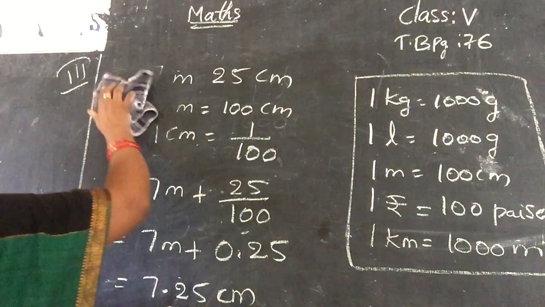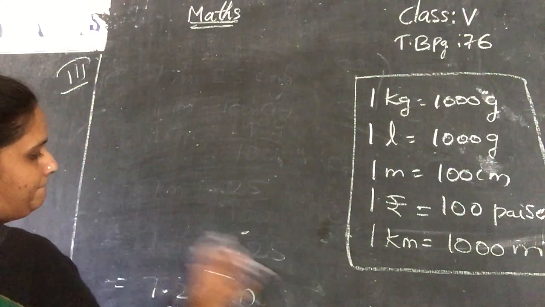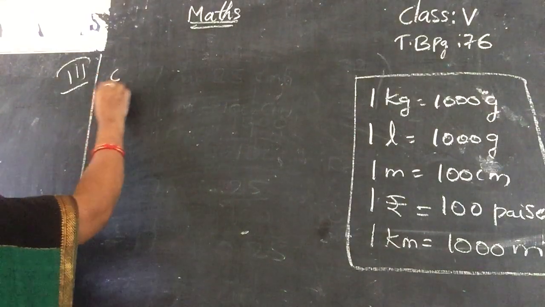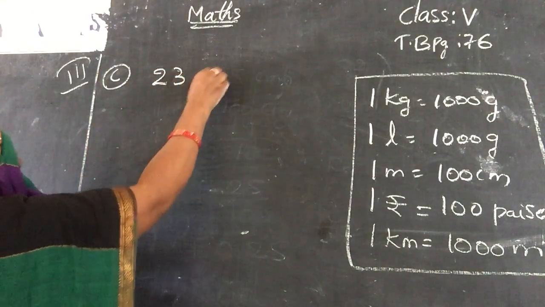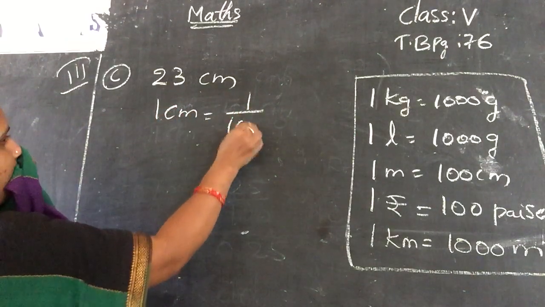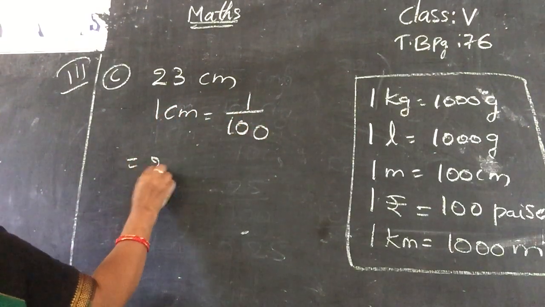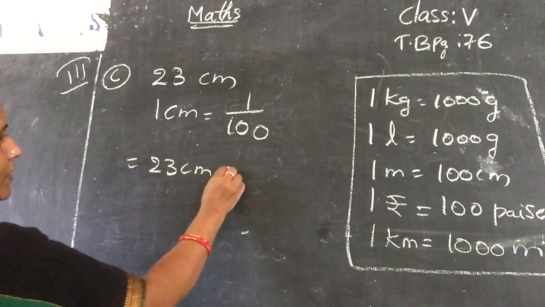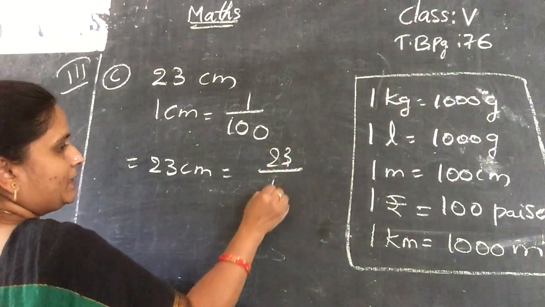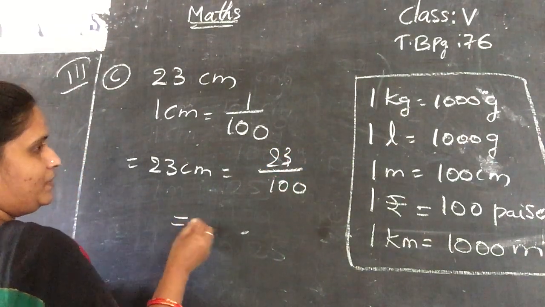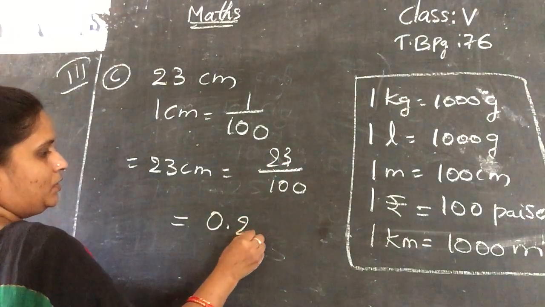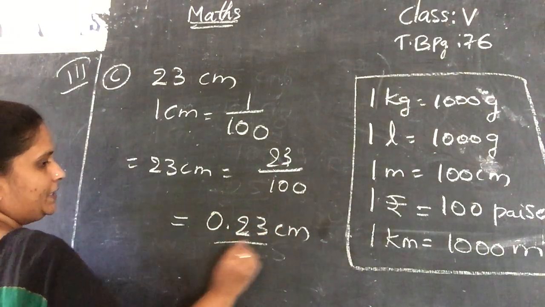23 centimeters. 1 centimeter is equal to 1 by 100. 23 centimeters is equal to 23 by 100. So how much will we get? 0.23 meters.